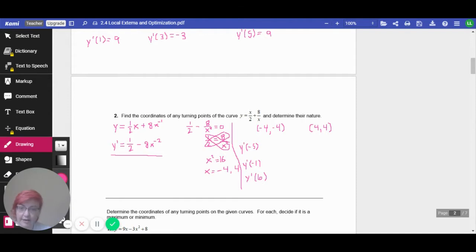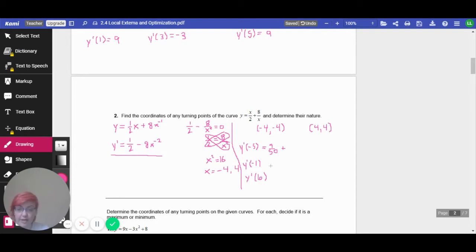That's 1/2 minus 8 times -5 to the -2. And I get 9/50. And in reality, we don't even really need to write the number so much as we need to say, hey, this is positive.